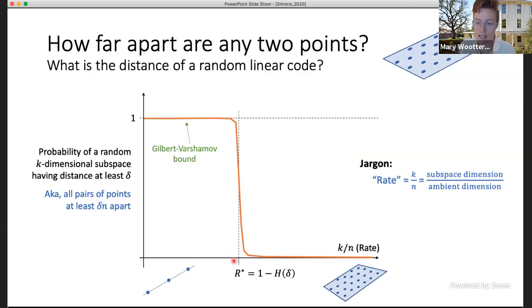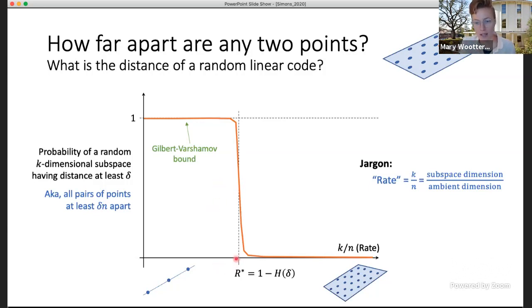And what we know is that there is some special threshold in the dimension of the code, so that if I back off by a little bit from that threshold, so if I look at a subspace of dimension just a little bit less, then with super high probability, I'm going to satisfy this property, aka there's going to be no pair of points that's too close to each other. All pairs of points are going to be far apart.